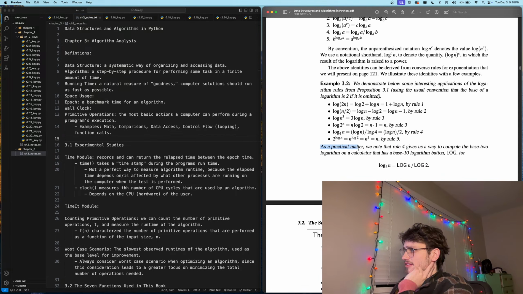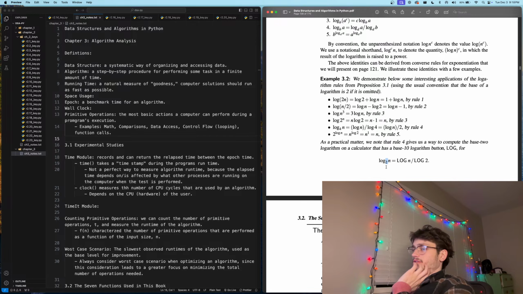Interesting. As a practical matter, we note that rule 4 gives us a way to compute the base 2 logarithm on a calculator that has a base 10 logarithm button: log base 2 of n is equal to log n divided by log 2. So you can compute on a calculator with this kind of shorthand by just doing log of n divided by log of 2. Wait, but up here, oh, this is log base 10 divided by log base 10. Interesting.